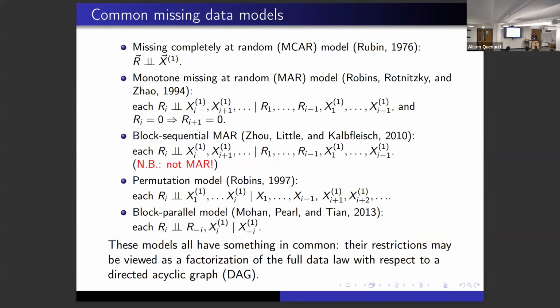In particular, Robins didn't think of this as a graph at the time of publication and didn't write it that way. Zhou, Little, and Kalbfleisch are not graphical people either, so they also did not think of this as a graph, but it is.